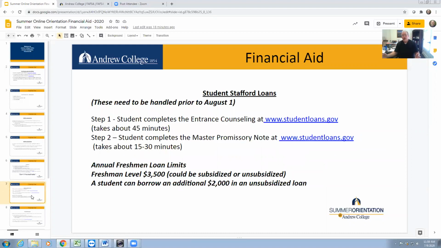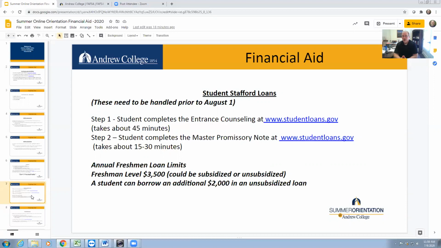Now, Stafford Loans. Like most private colleges, we go ahead and put Stafford Loans onto a student's award letter. Of course, the student has the flexibility to accept or decline those loans, but know that if they do decline them, their balance will rise. If they are accepting their student loans, then they need to complete entrance loan counseling and the master promissory note. We like these to be done by no later than August 1st, if at all possible.